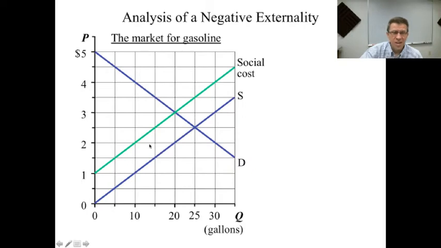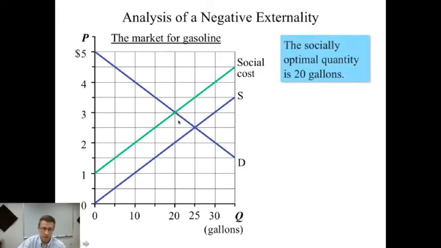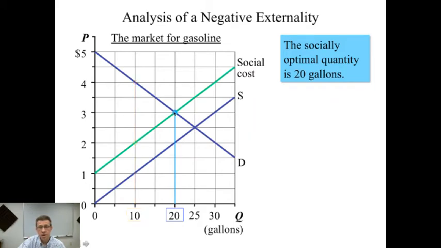Well, what would that do with our market, right? We had an original equilibrium, but if the suppliers are considering the cost to society, we see that we really should be at a different outcome. We shouldn't be at $2.50 for the price, selling 25 million gallons. Instead, we should be selling 20, right? That's the intersection of the supply curve that factors in the social cost and our demand curve.